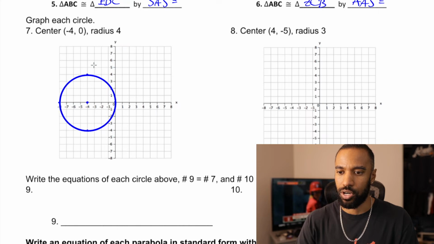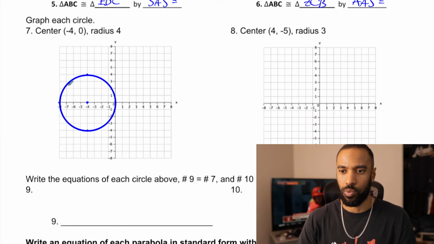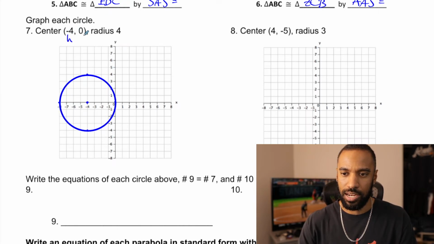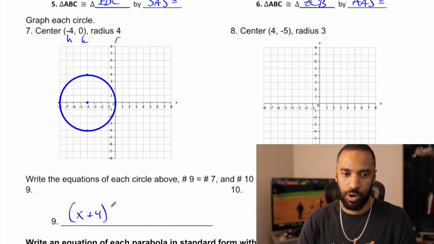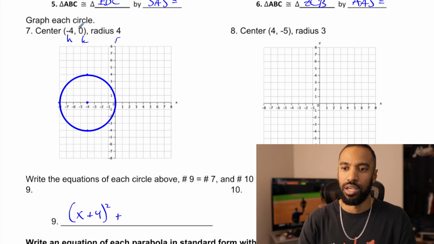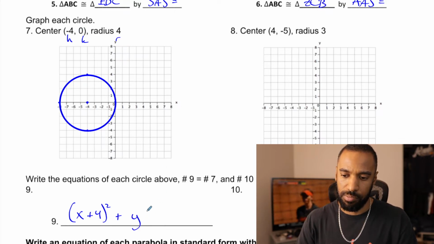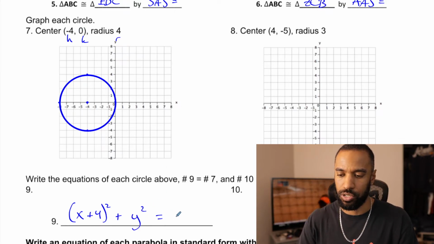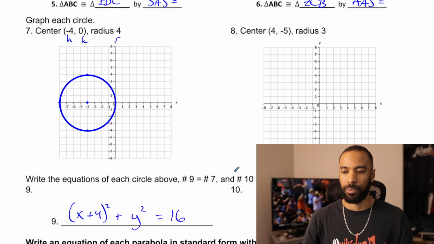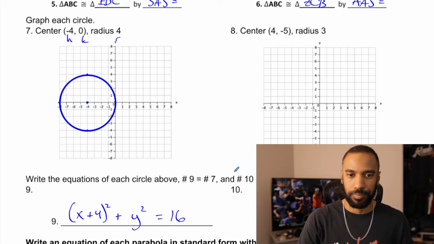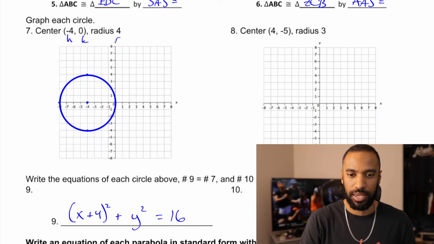So there's that circle. Let's go ahead and write the equation since we're already here. This is your H, K, and R. So this is X plus 4 quantity squared plus, Y minus 0 is just the same thing as Y. So squaring Y minus 0 is the same thing as just squaring Y. And 4 squared is 16. There's the equation. Let me move myself to do number 8.